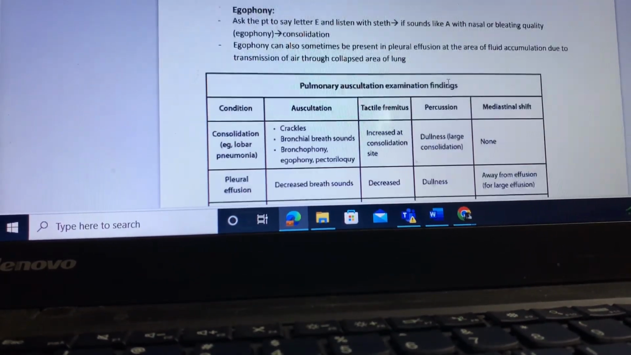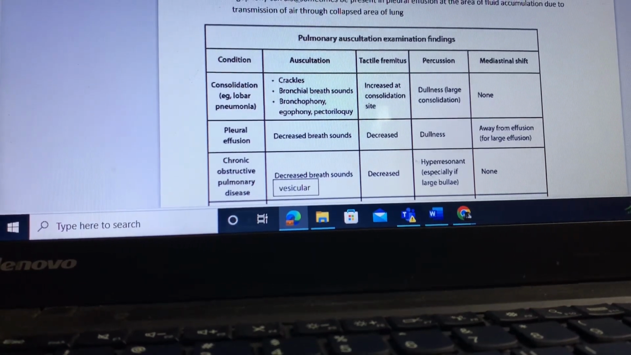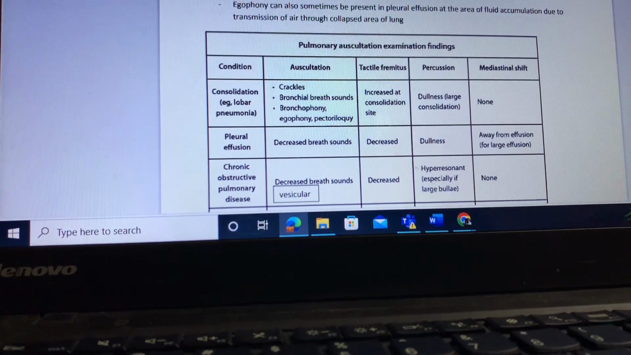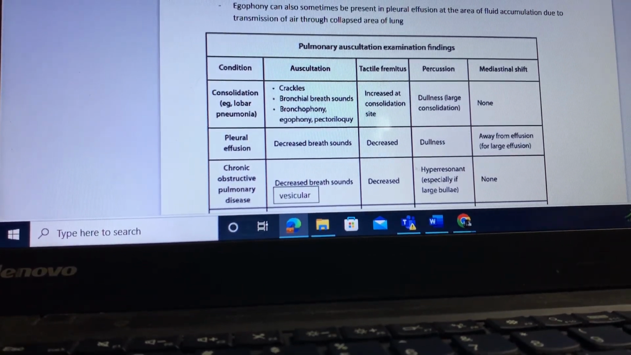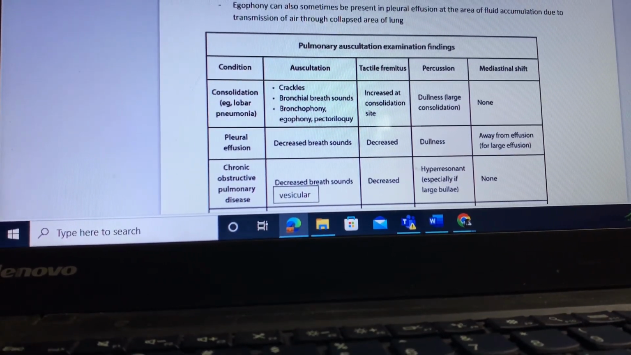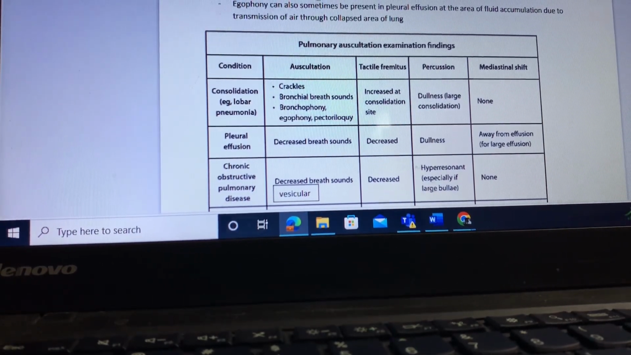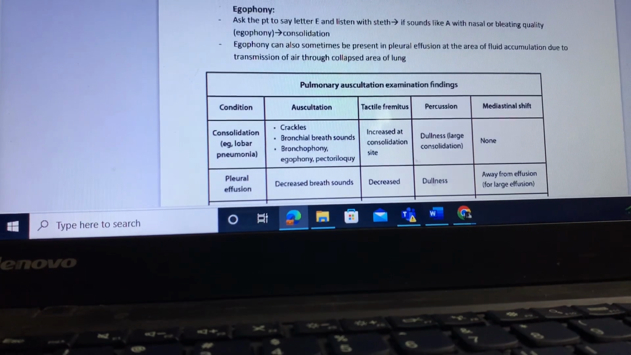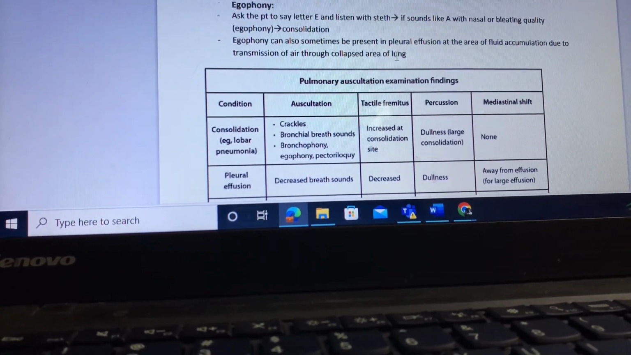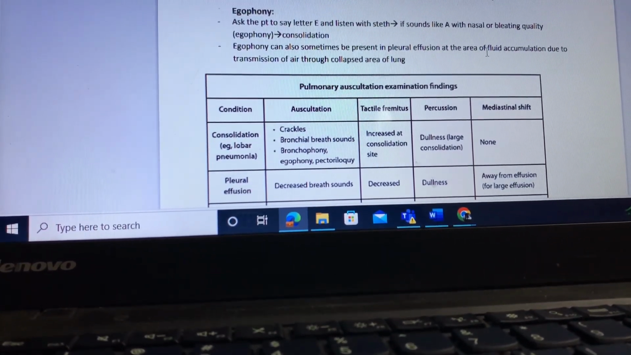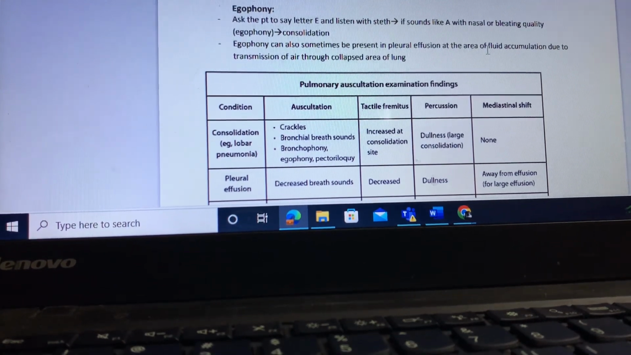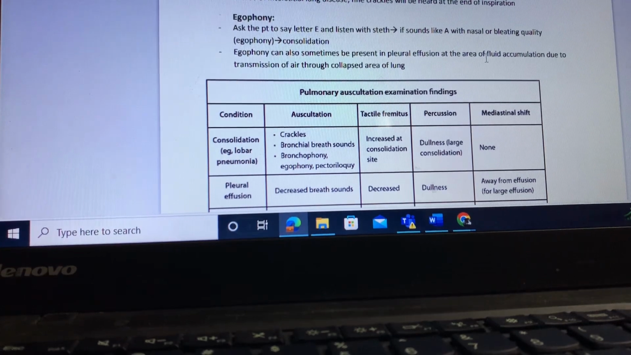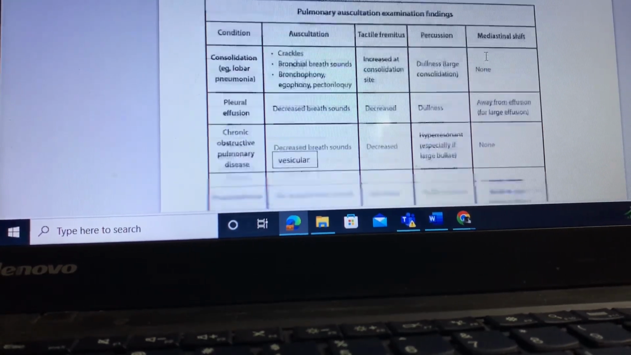Now, what is egophony? Egophony is when you ask a patient to say the letter E, it will sound as A, because the quality of the sound is changed, and that's usually happening in consolidation. So where do you see consolidation? You see it in patients with pneumonia. Egophony can also be present in pleural effusions at the area of accumulation, because it's somehow very similar. There is air entrapment, there's transmission of air through that collapsed area.